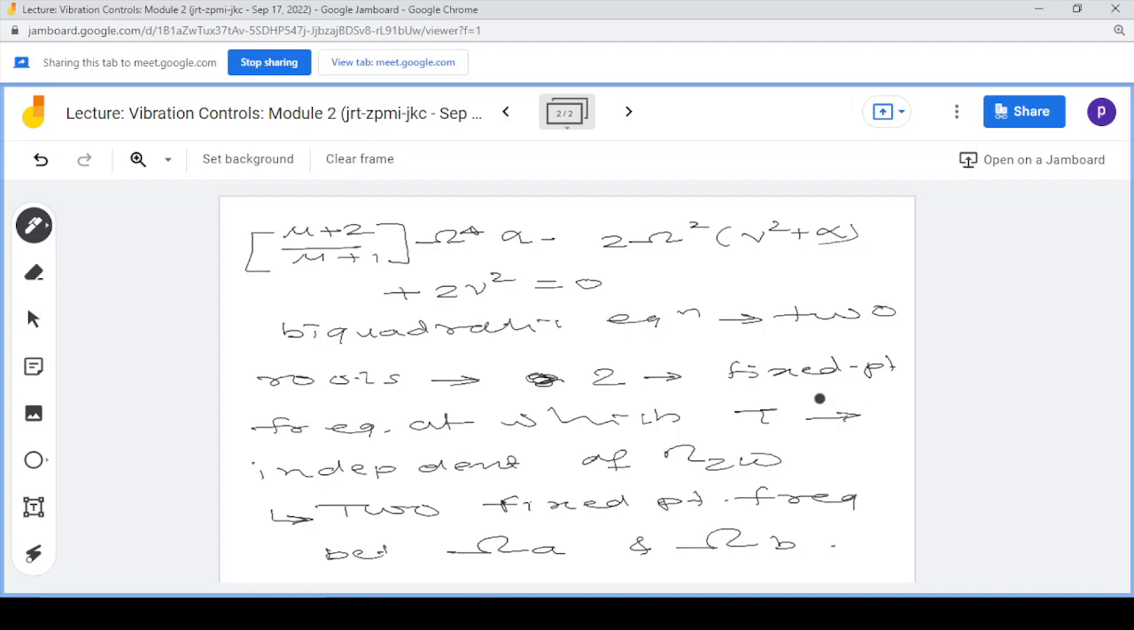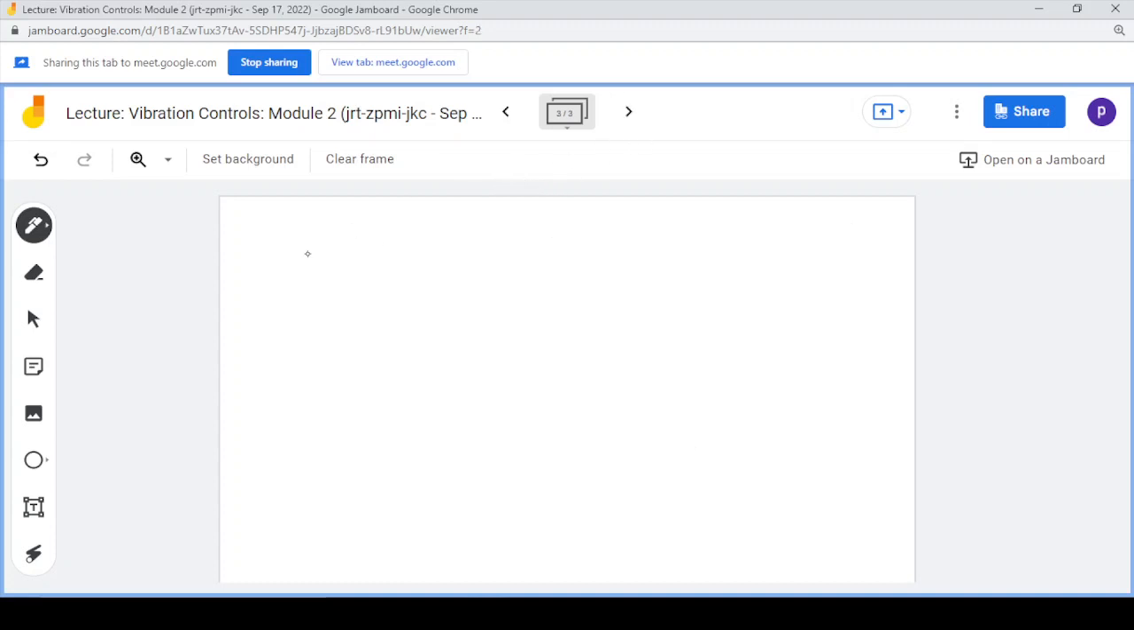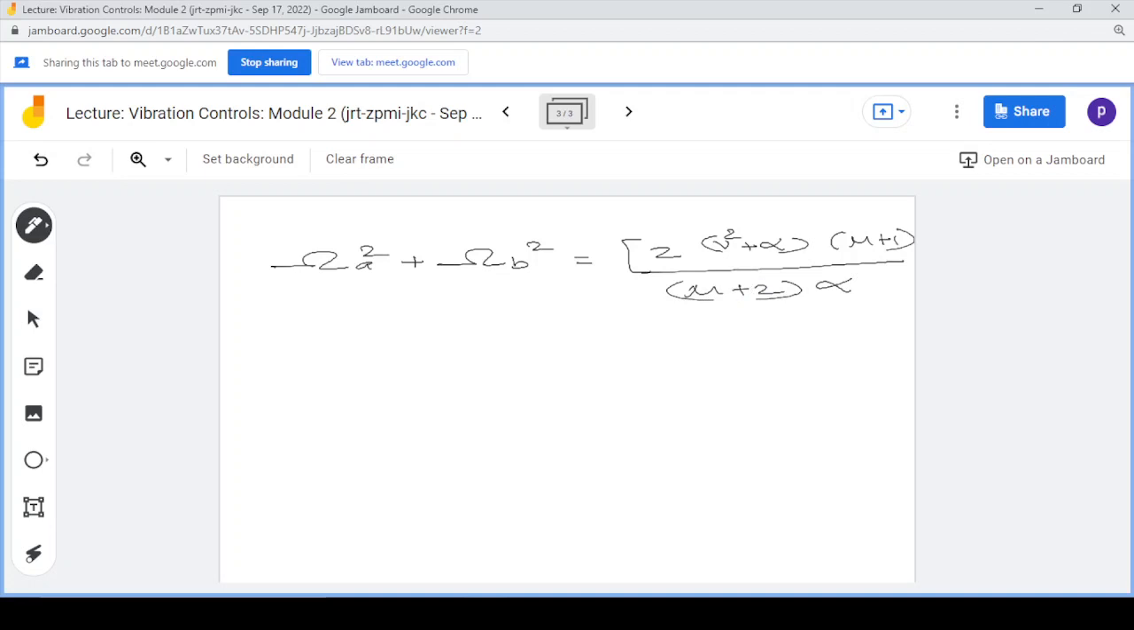Then this expression will become this. Let us call this expression 1. So we get omega a square plus omega b square equals twice of nu square plus alpha into nu plus 1 divided by mu plus 2 into alpha. So this we get.